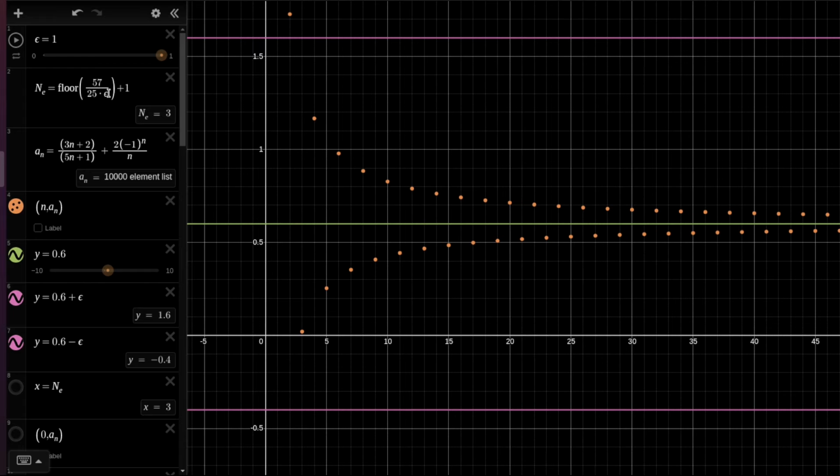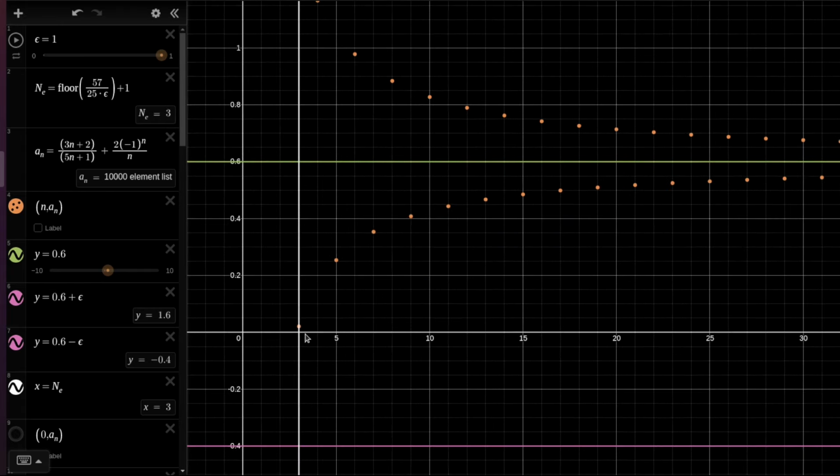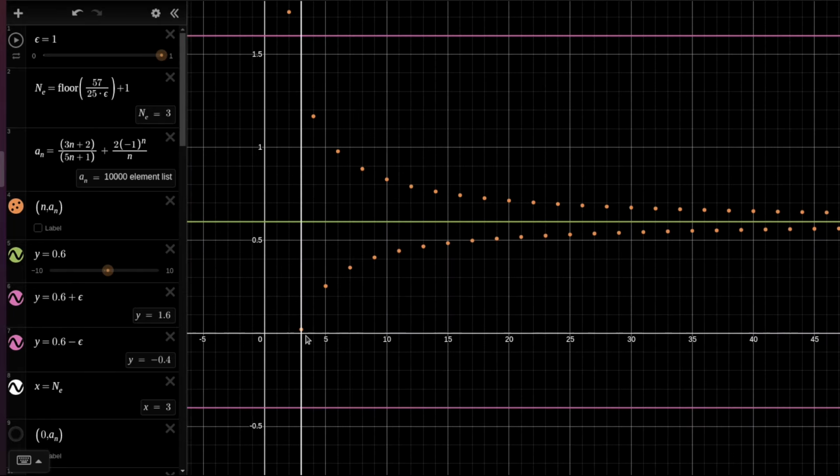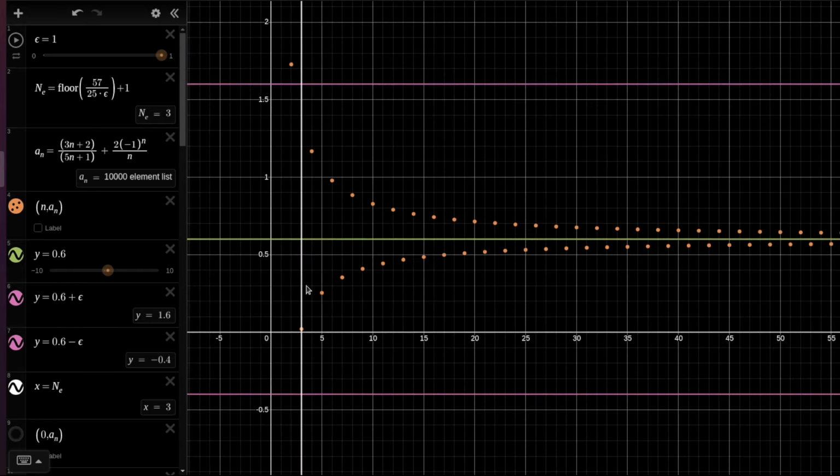Floor is actually the integer value, and we add 1. And so if we were to plot now this location x, which is n of epsilon, that we see here, this value is actually 3, right? It's 5, 4, 3. So for every n that is greater than 3, all the elements that are distance from the limit will be smaller than 1.